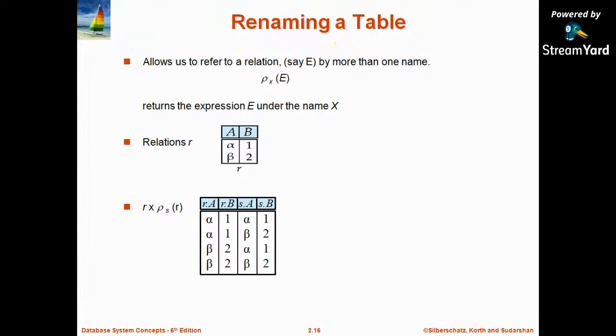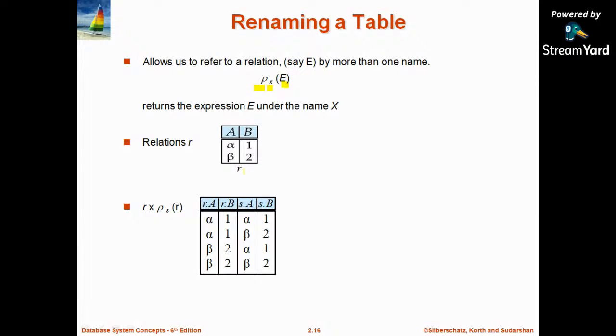Now we will see how you can rename a table. You must know about renaming a file or renaming an image. The same concept is applicable to renaming a table. How can you rename a table? To rename a table, you have to use the operator rho and you give the new name. The new name is given as X and the old name is E. This E table name, or relation name, is renamed as X. This is a renaming operation.